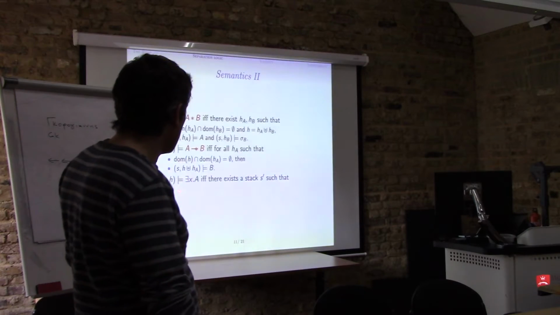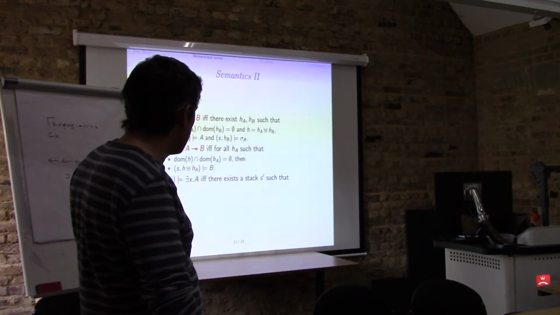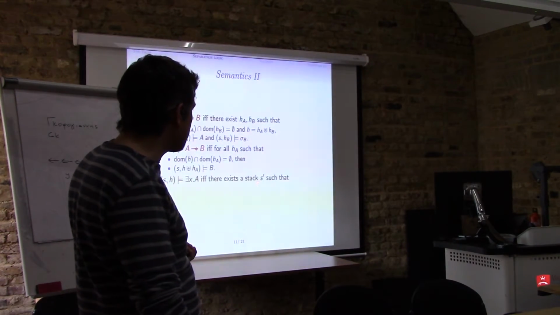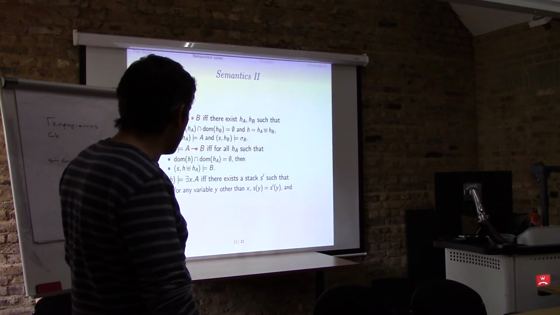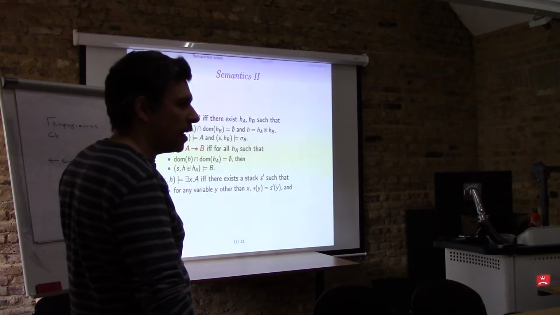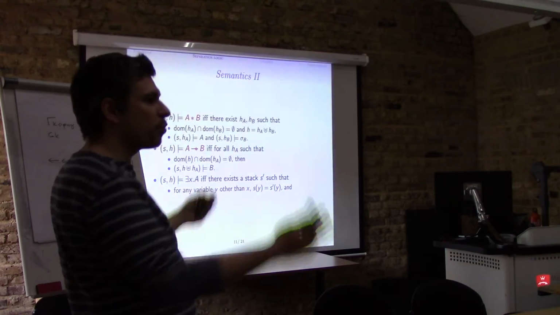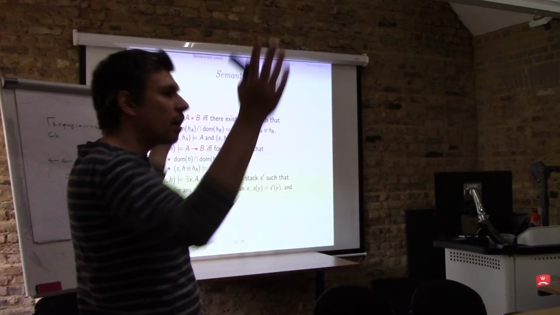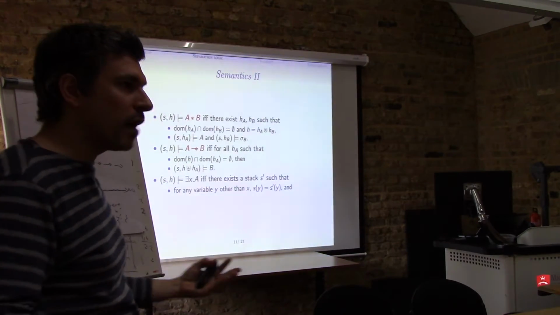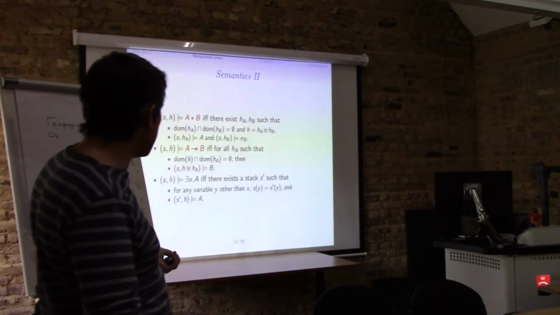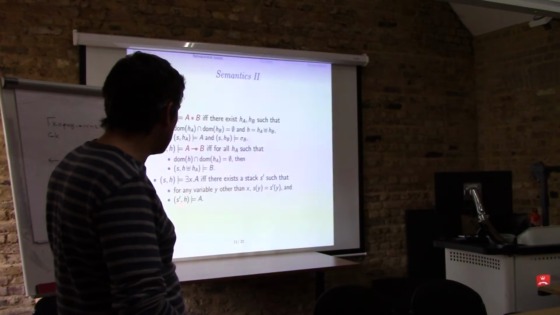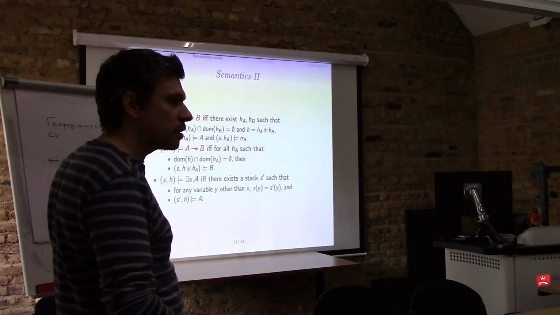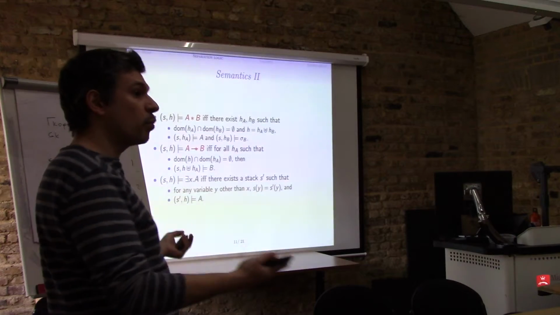So basically, there exists X.A means that there is some stack S prime that agrees with S in everything but X. So all the other program variables get the same valuation, but X can non-deterministically assume some new value. Okay? And then the resulting model S prime comma H satisfies the formula, but without the quantifier now.